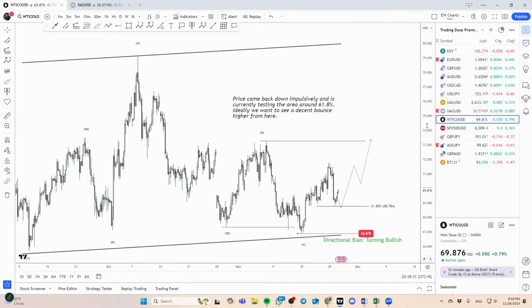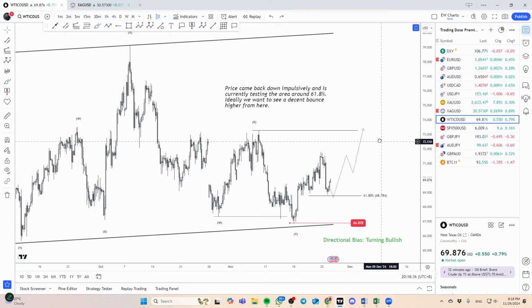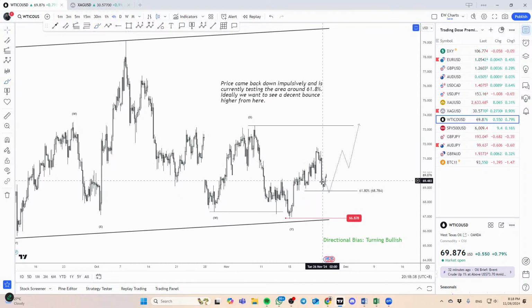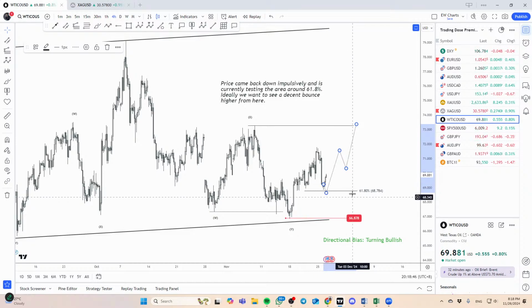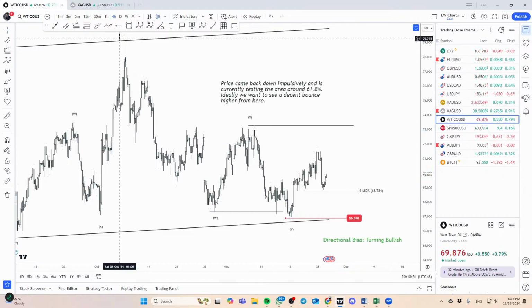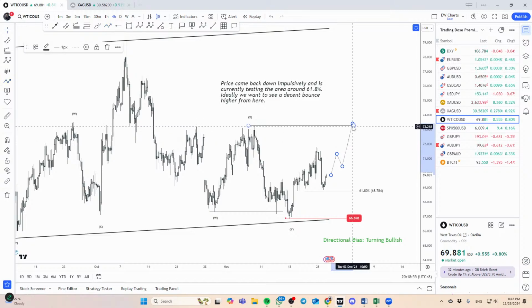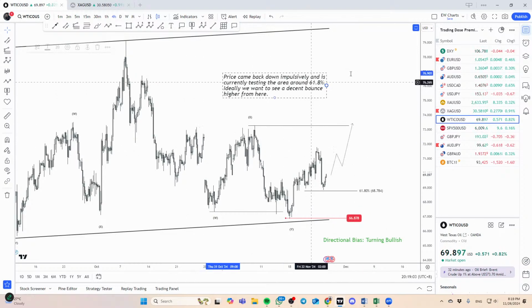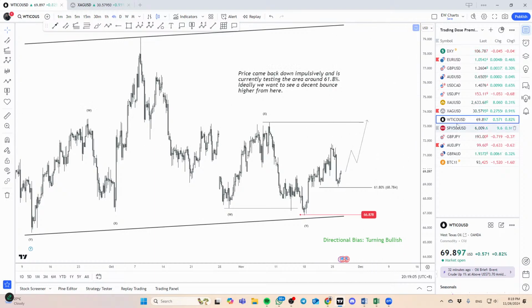Okay. Crude oil here overall is a little bit more neutral, turning bullish. But again, I don't like this impulsive drop. We came very close to the 618. I wouldn't say it really tagged it, but I would just consider it as the 618 being tested. And of course, right now we're likely going to expect a little bit more upside to where the previous high is, right? Overall, we're still in the range, so I'm not really keen on spending too much time on this particular asset here.